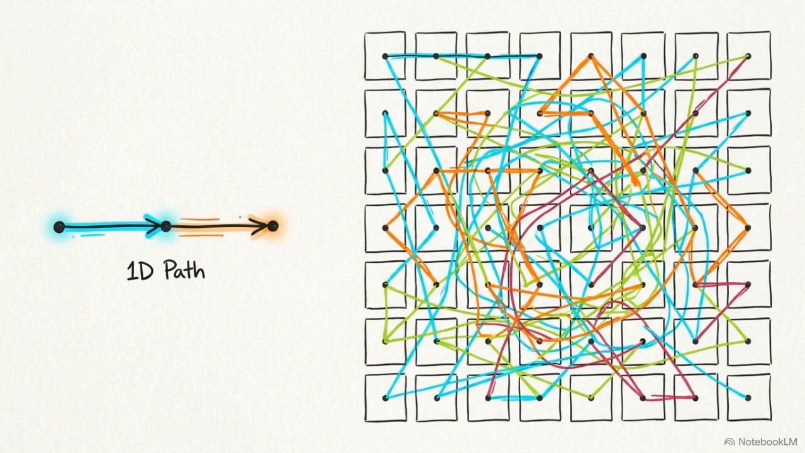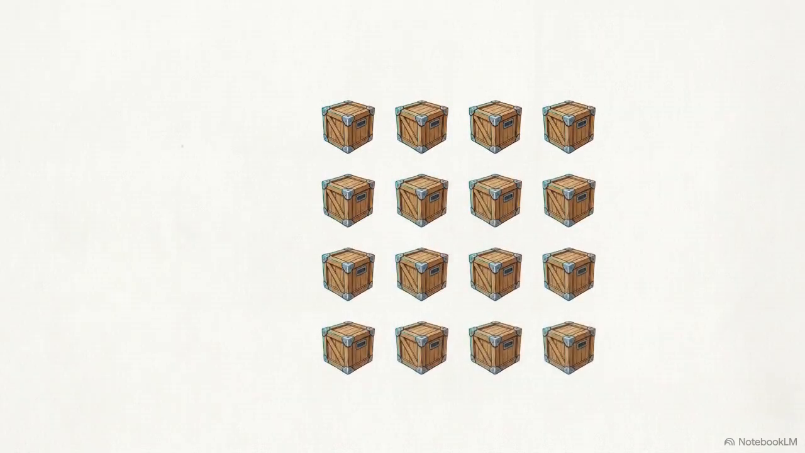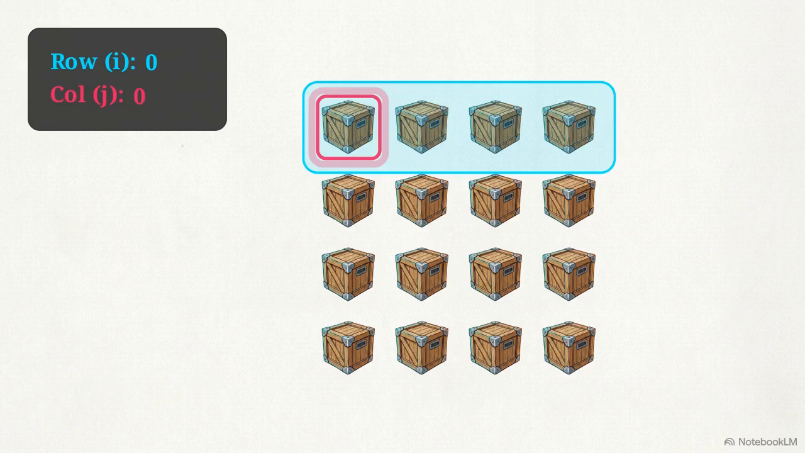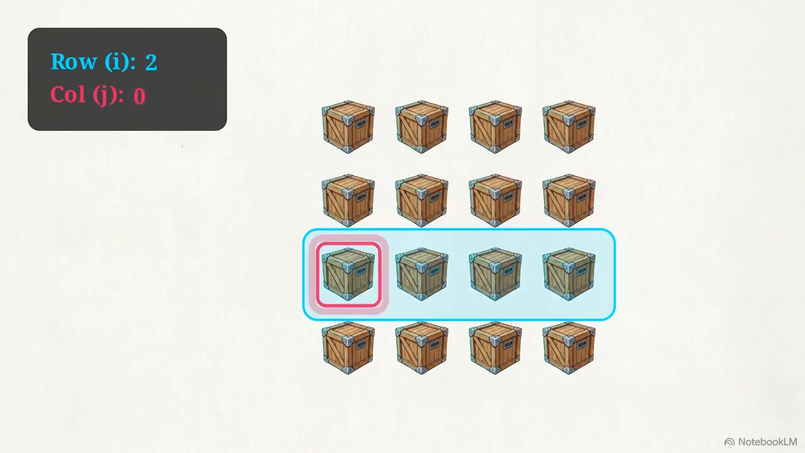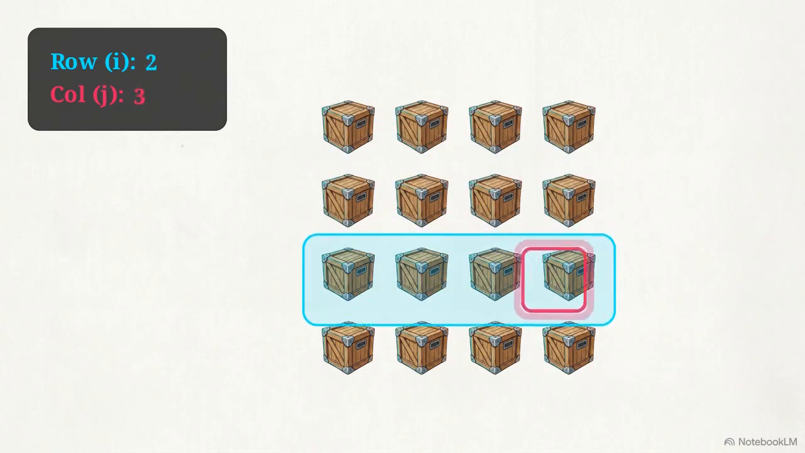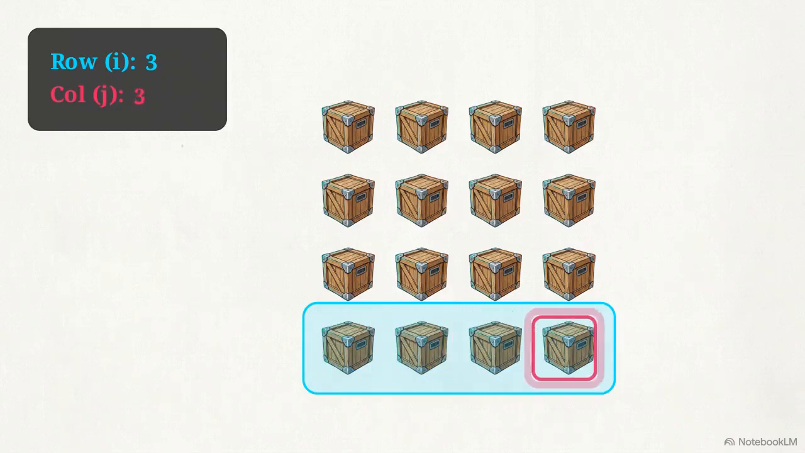You have to handle both rows and columns. The solution is a nested loop. The outer loop controls vertical progress, locking onto a specific row. While it holds, the inner loop executes completely, traversing horizontally through every column. Only when the row is finished does the outer loop tick forward.